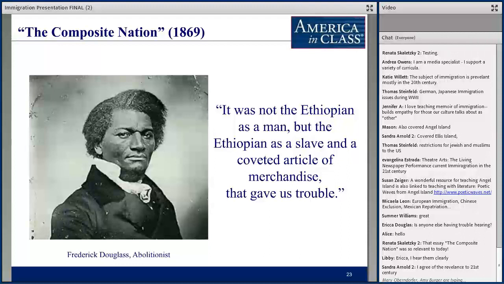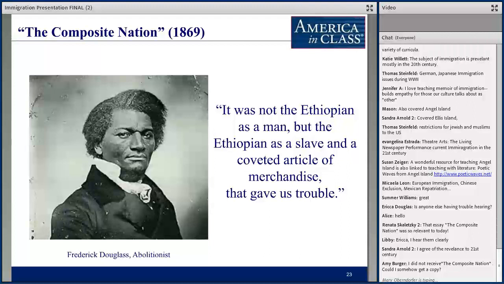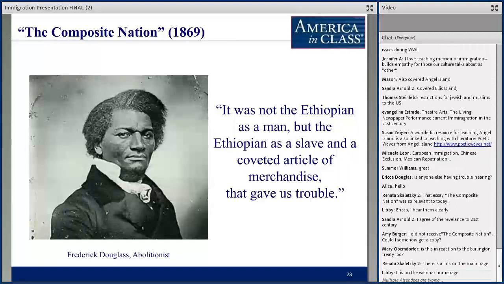So I'm seeing a lot of comments about the relevance of this essay, and I do hope that you share it with your students. This is a struggle that we have been engaged in for well over a century, and of course, one of the most brilliant minds that this nation has ever produced, Frederick Douglass, is one of the first people to comment upon this new immigration regime as it was beginning.